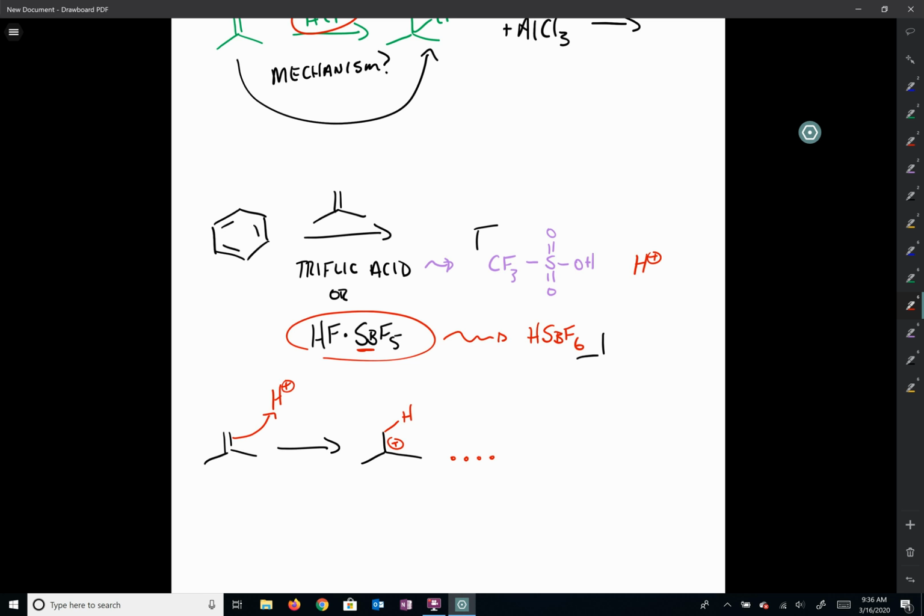So, yes, this is useful because we can add different functional groups, but the utility in this case is a little bit downplayed by the fact that we have to have these really powerful acids around there. But to be honest, is that really that big of a deal? Does it really matter all that much? It depends on what you want to make. That would be my argument with this.